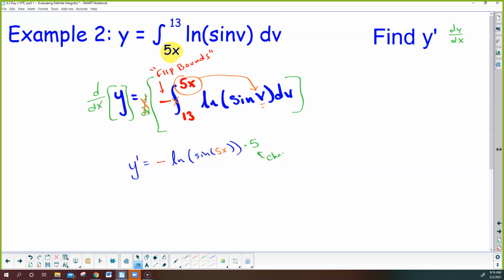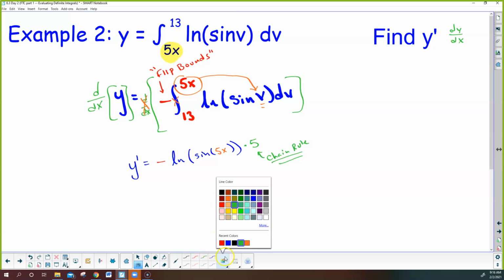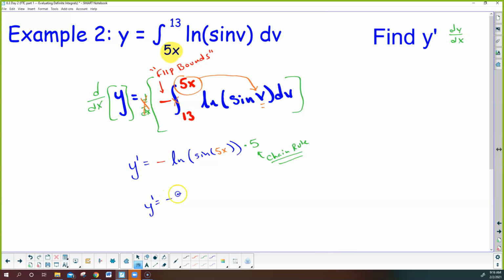So that's the chain rule. And that's the one thing students forget about in a problem like this. It's really quick to just replace the 5x and the v, switch those, but they often forget you have to apply the chain rule. And then my final answer, they would just write this 5 out in front.